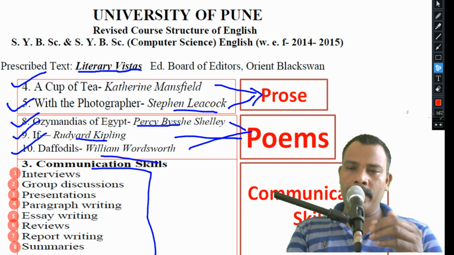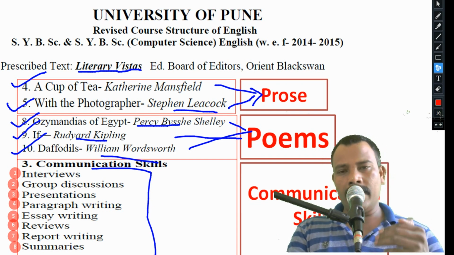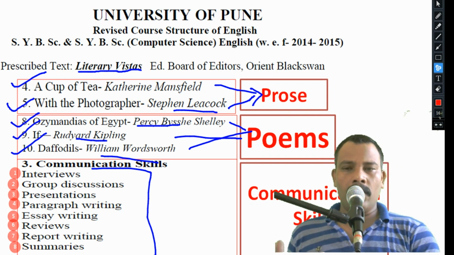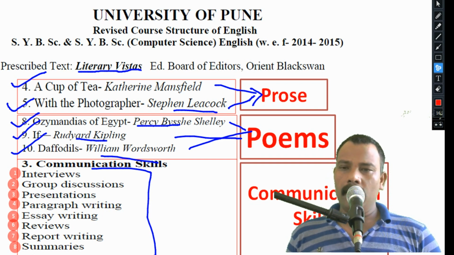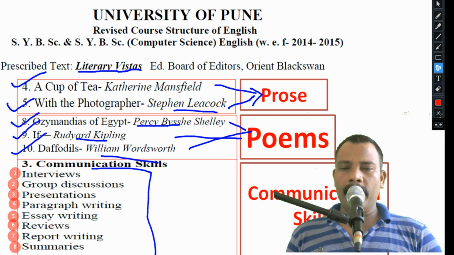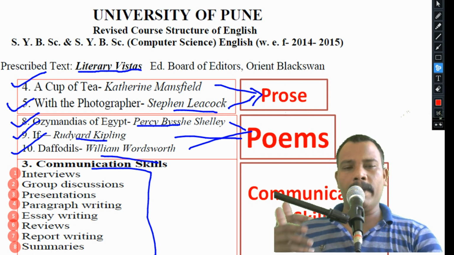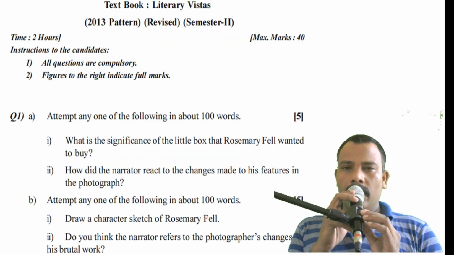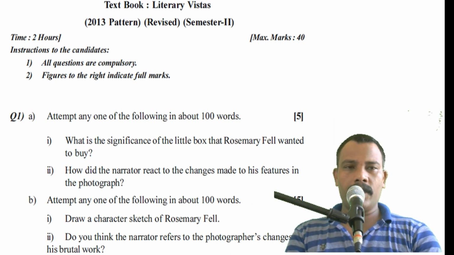I am telling you this categorization because while understanding the question paper pattern, you need to know these sections, as some questions are based on them. Again, there are a total of 2 prose sections, 3 poems, and 8 subtopics from communication skills. Now let us discuss the actual question paper pattern so you will understand how to prepare for the university examination. This is the syllabus and this is the question paper format of the university second semester.